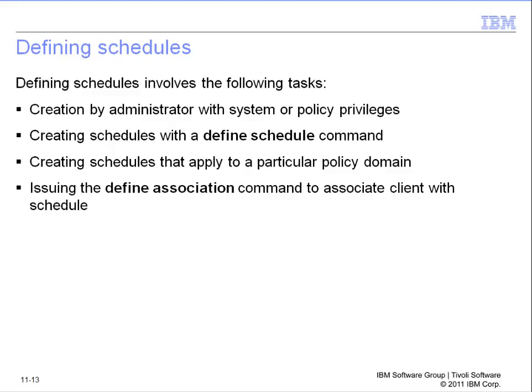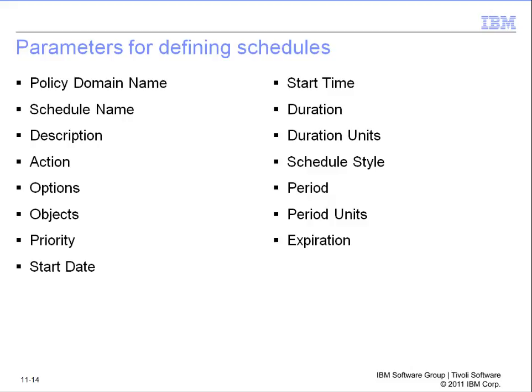So we've seen what we can schedule. How do we define our schedules? You can define your schedule with the define schedule command. Schedules are created and maintained in the database by your administrator. You can use define association then to associate clients that are in the domain for the schedule. These are the parameters that you'll be using for defining schedules. You'll need to have the policy domain name and the schedule name.